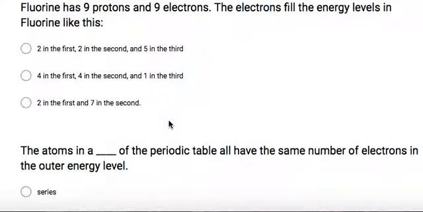Fluorine has 9 protons and 9 electrons. The electrons fill the energy levels in fluorine like this: 2 in the first, 2 in the second, and 5 in the third; 4 in the first, 4 in the second, and 1 in the third; 2 in the first, and 7 in the second.